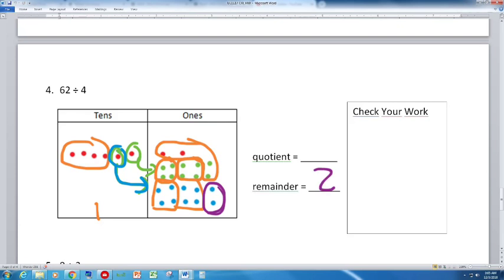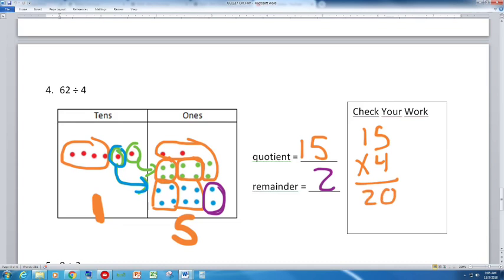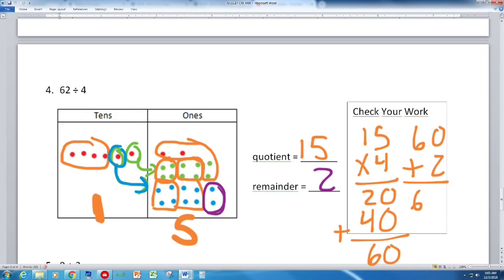Now if we count our groups, we already had a total of 1 in the 10s. And then we can go 1, 2, 3, 4, 5. So 15. So we have 1 group in our 10s, 1 in the 5s, so that's 15. And the remainder is 2. 15, remainder 2. Check your work if you want to. Okay, 5 times 4 is 20. 5 becomes 0. That's 40. Add it up, that's 60. 60 plus our remainder of 2 is 62.